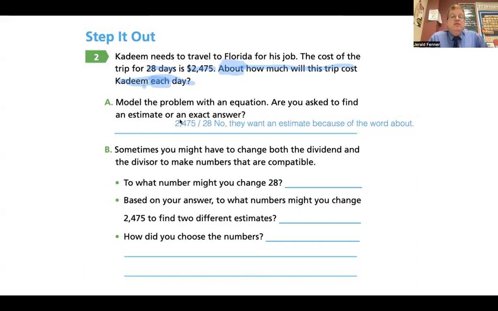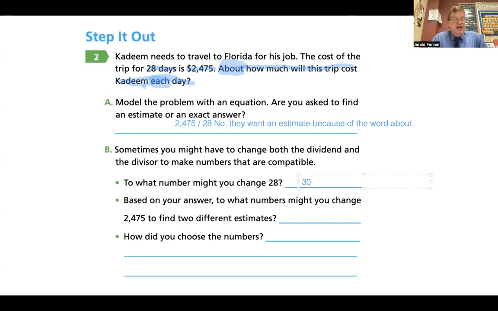Okay, so let's see if I can get back on there. Nope. Oh, well. Sometimes you might have to change both the dividend and the divisor to make the numbers compatible. Always change the divisor first. So to what number might you change 28? That would be 30. Based on your answer, what numbers might you change 2,475 to find two different estimates?